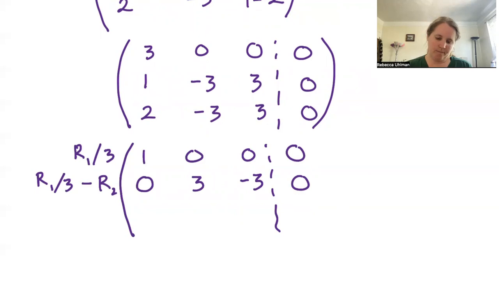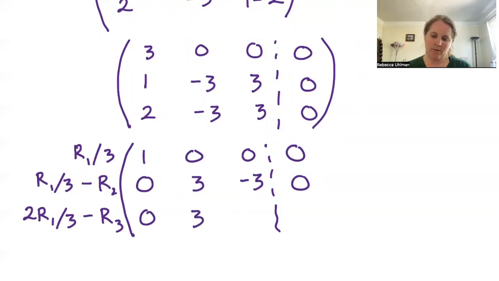If we do 2 times row 1 divided by 3 minus row 3, that would be 2 minus 2 is 0. 0 minus -3 is 3. And 0 minus 3 is -3, and then 0. So now our second and third row are identical.